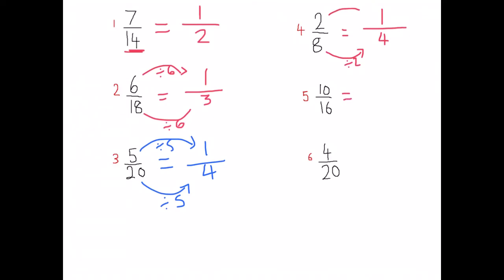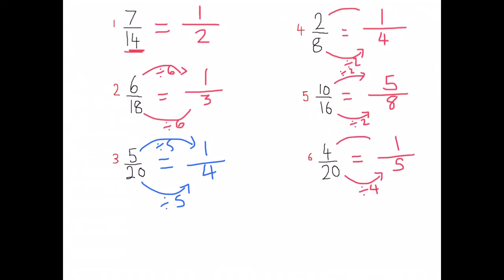Number 5. A little bit trickier, but we're looking for a number that divides into 10 and divides into 6. Well, they're both even numbers, so I'm going to go with the number 2. So I'll divide the bottom by 2 to give me 8. I'll divide the top by 2, which gives me 5. My last question, 4 twentieths. But I need to find a number that divides into both 4 and 20, and 4 divides into both. So 20 divided by 4 gives me 5. 4 divided by 4 gives me 1.